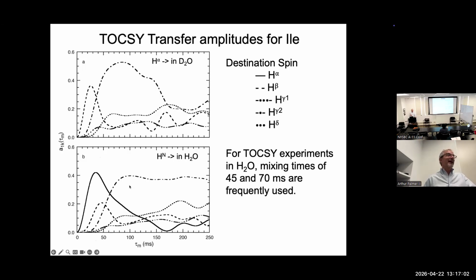And the downside of going to longer mixing times is, of course, relaxation losses. If you wanted to go out to say 100 milliseconds or longer, that's pretty hard to do, just because of relaxation loss.